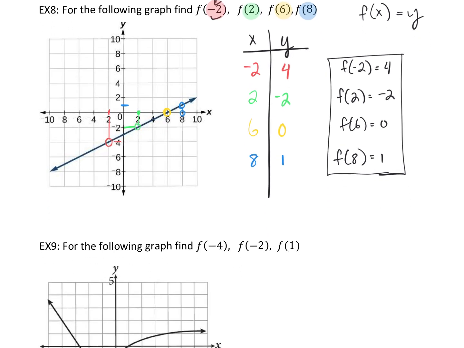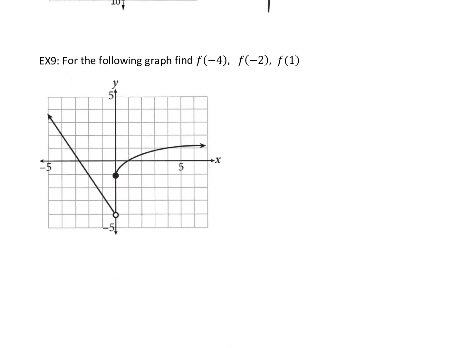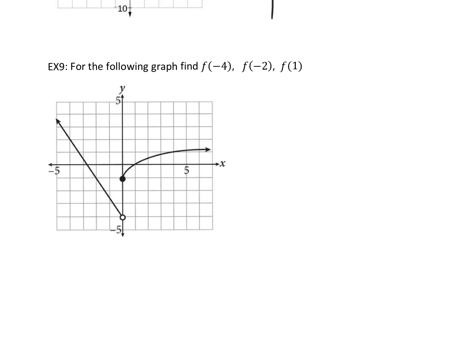Okay. Let's see, example 9. For the following graph, find f of negative 4, f of negative 2, and f of 1. Okay, so same kind of a deal going on here. Feel free again to pause the video and try this out by yourself and check in with me. Let's go ahead and color coordinate these x values. Again, we're just using the definition that f of x equals y. So I'm looking for the matching y values for -4, -2, and 1.